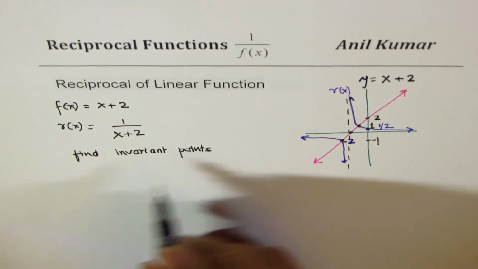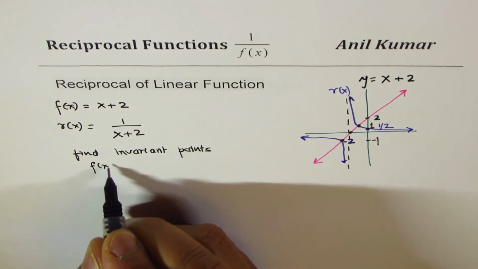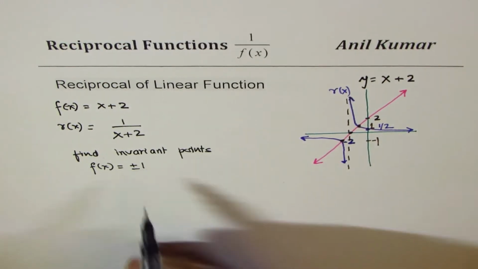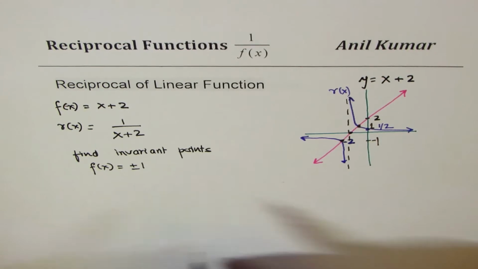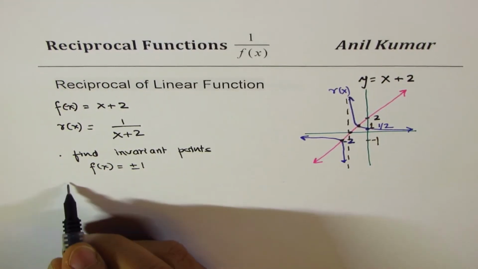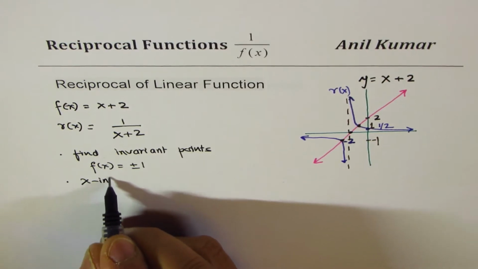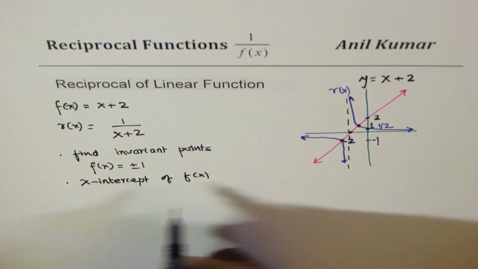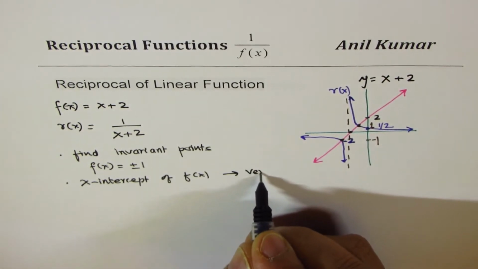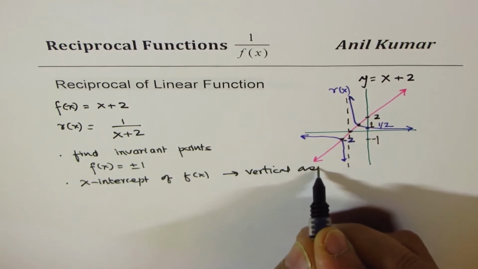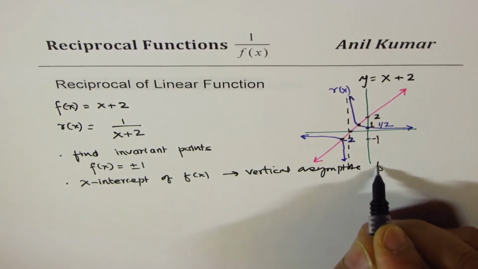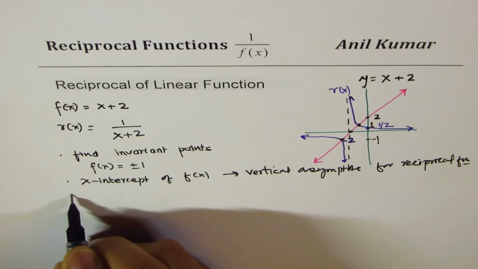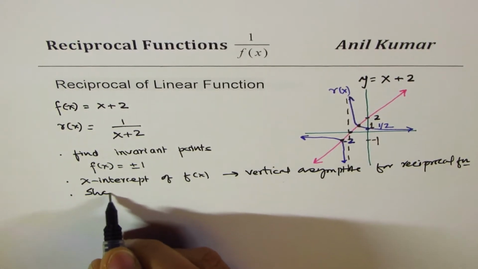Invariant points are the points where the value of the function, that is where f of x is equal to plus or minus 1, since the reciprocal of plus or minus 1 is the same, right? That's one thing. So that gives you invariant points. Second is we find x-intercepts of f of x. So that changes to a vertical asymptote for the reciprocal function, right? And then lastly, we have to see the shape of the curve.